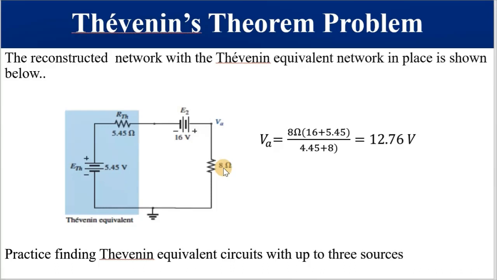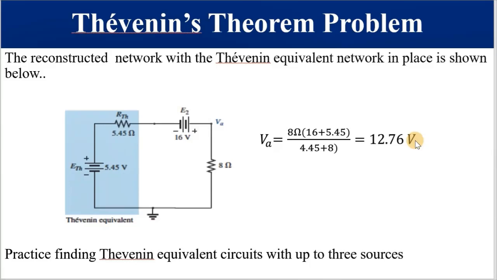And please take note, let's analyze the series combination of these two resistors. We are going to add the two. Take note, the negative is connected to the positive, hence the two are connected in series. So it's 16 volts, which is E2, plus E Thevenin, which is 5.5. Then you multiply that by 8 ohms and you divide by the sum of the two resistors, and you must get 12.76 volts. Guys, you are done, and we are also done insofar as Thevenin's theorem is concerned.